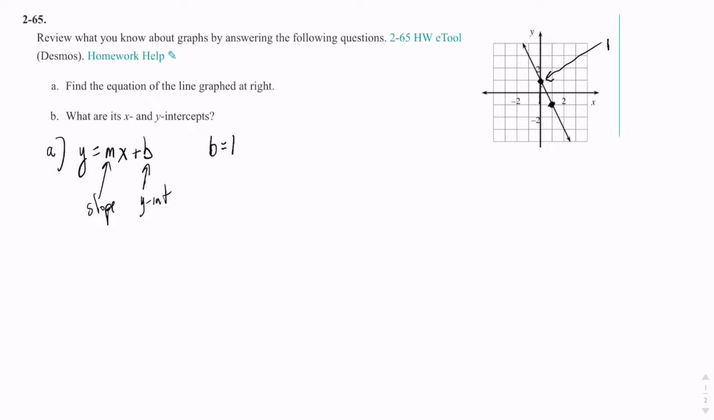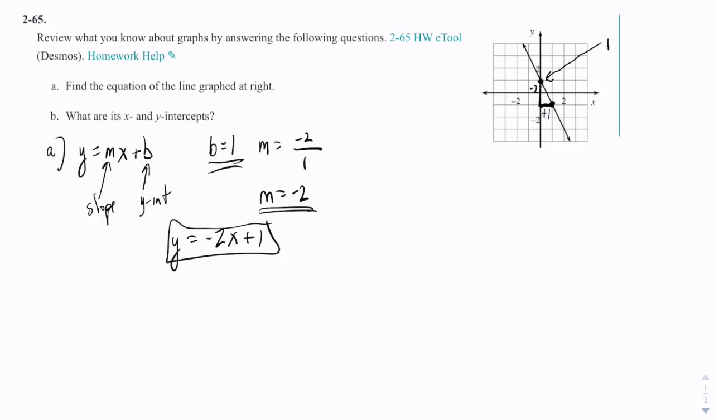And I'll make my slope triangle. It goes down 2 and over 1. So the slope goes down 2 and over 1, so the slope is -2. Now I know the b is 1 and the m is -2. So I could write the equation as y equals mx, -2x, plus b, plus 1. And there's the equation of the line.